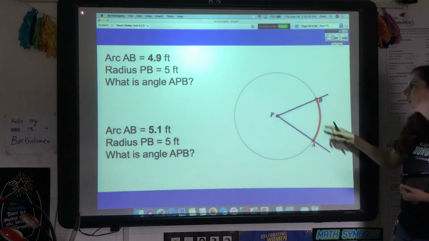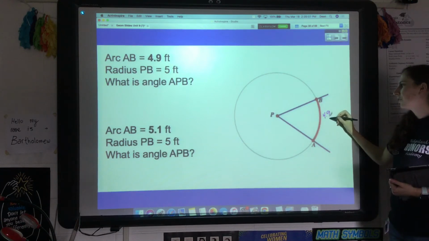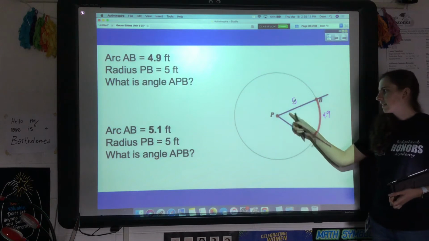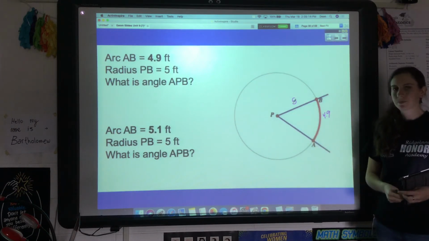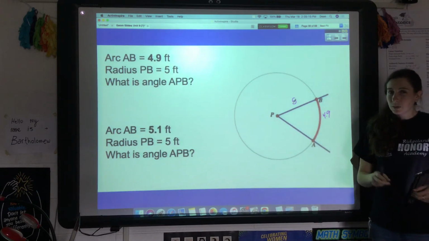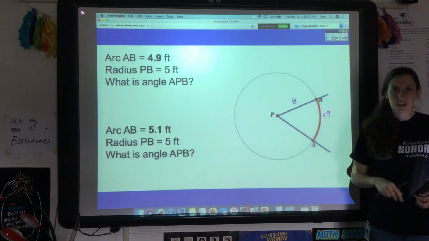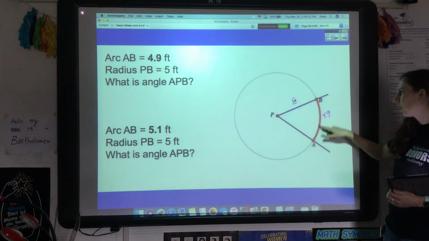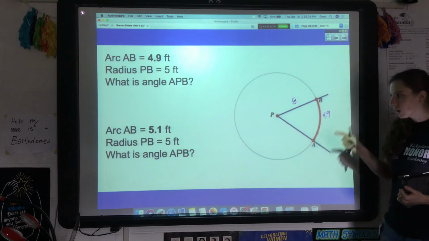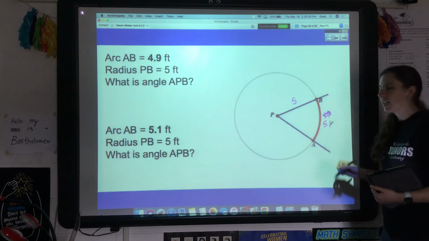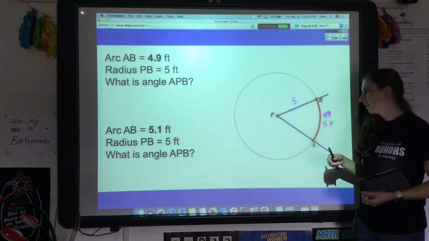What if we had the arc be 4.9 feet and the radius is still 5? What do you think this angle would be in radians? Well, it would be slightly less than 1 radian. It would be like 0.9 something because it's not quite a radius. Or if the arc was 5.1, it would be slightly bigger than 1 radian.